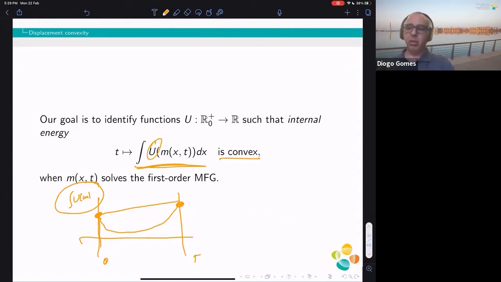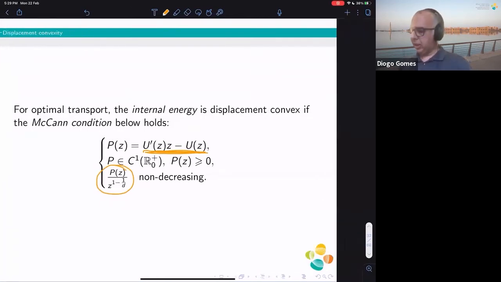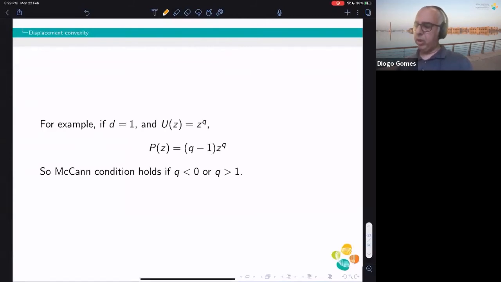And it turns out, as we'll see, that in fact you have things like the L^p norms or 1 over m and so on are displacement convex. And this gives you a number of bounds for these problems. And for optimal transport, the condition is this. Essentially, you take the Legendre transform of this potential and you ask when is this, I guess, pressure non-decreasing. And if you are in dimension 1, for example, powers like z to the power q will work provided that q is less than 0 or q is greater than 1.